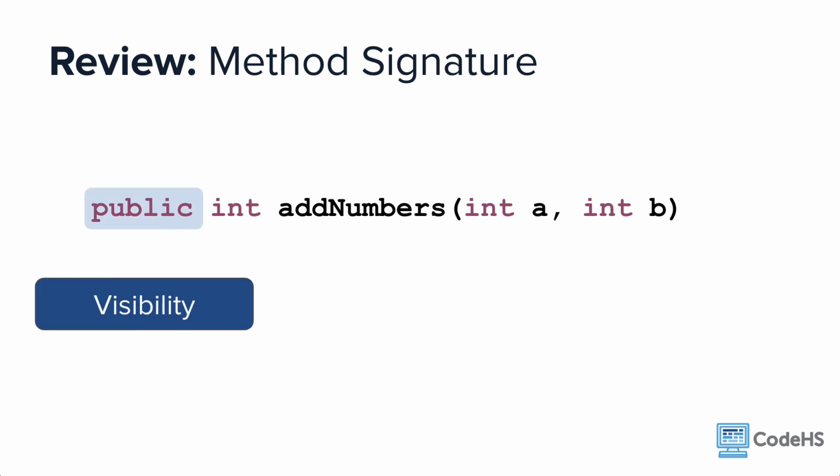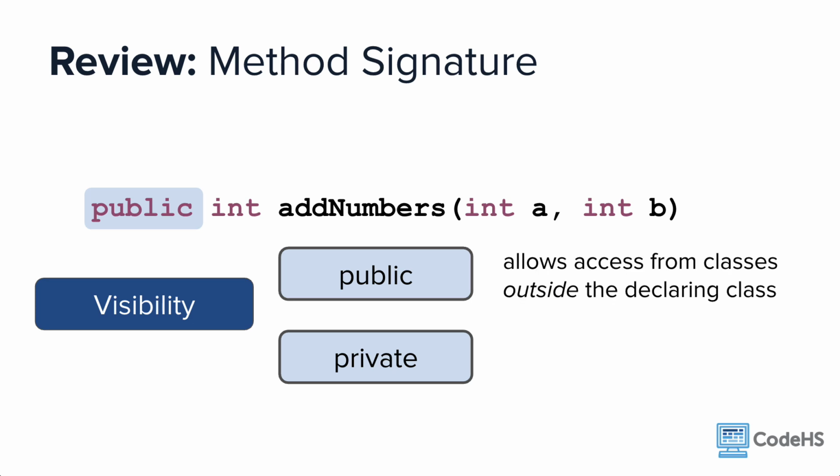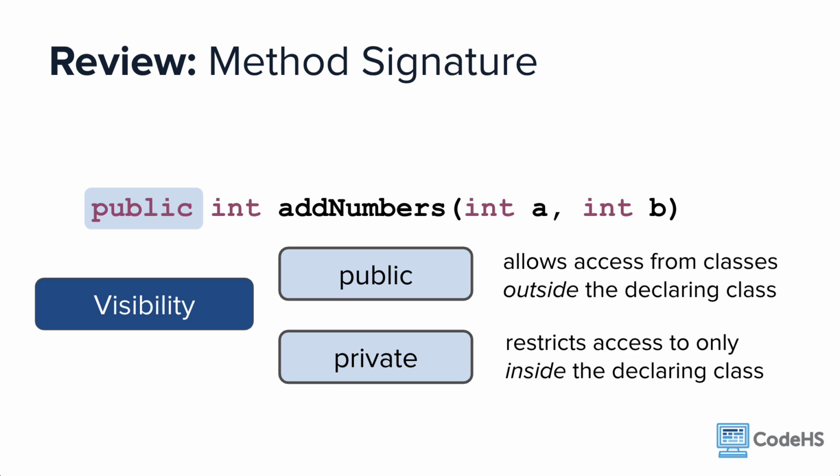Finally, the method signature starts with a visibility statement, which can be either public or private. A public method allows access from classes outside the declaring class, and a private method restricts access to only inside the declaring class. You will usually set the visibility to public, but there are times when you might want to set a method as private, such as creating a helper method within a class.